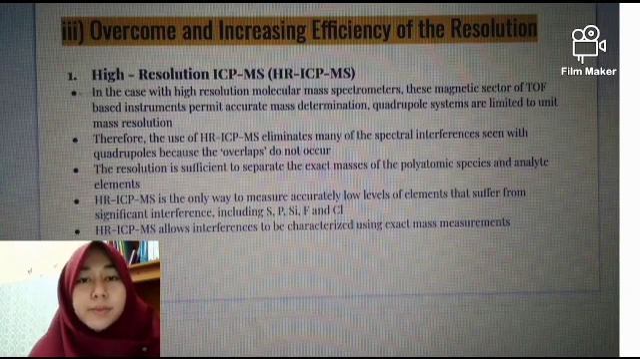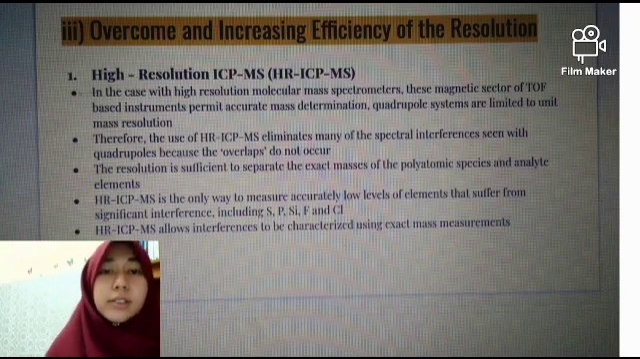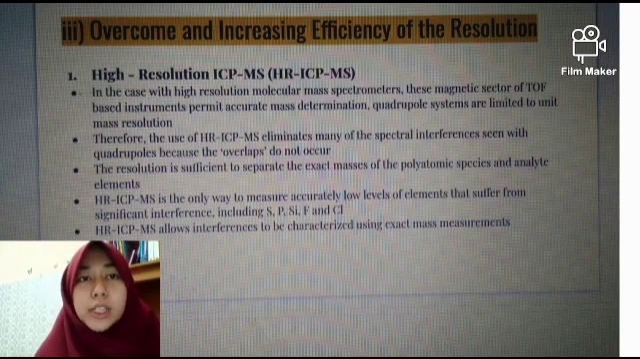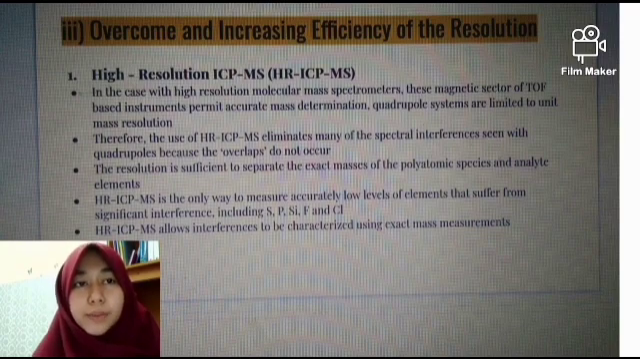For the second way, we use the collision and reaction cell. A collision cell is often a small hexapole or quadrupole insert between the ion optics and the mass analyzer of the instrument. As the ions, including polyatomic ions, pass through the cell, they are bombarded with gas molecules, usually helium or hydrogen. The collision breaks apart the polyatomic ions, greatly reducing their number.